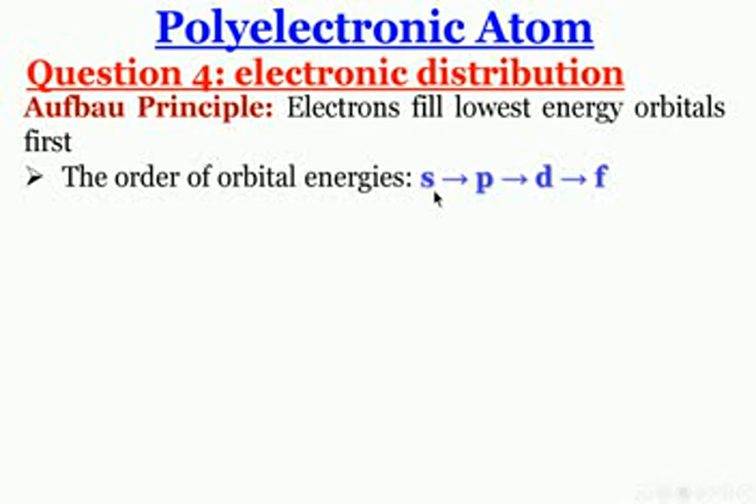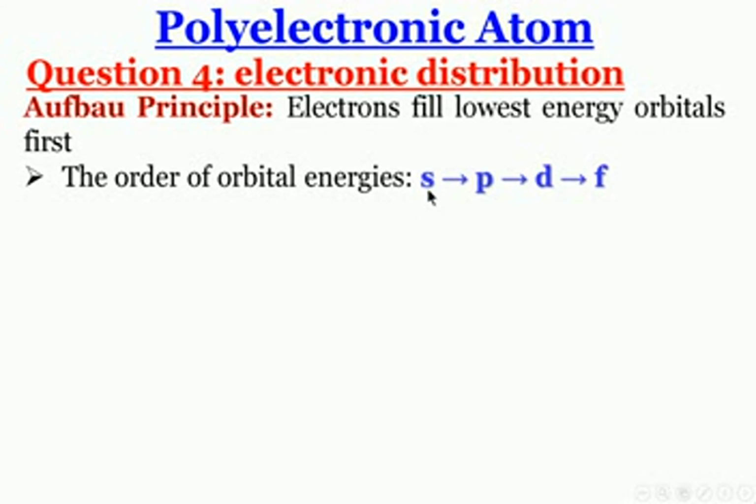In level 1, we don't have orbital p, so we pass to level 2 where we have orbital p. What are the quantum numbers? n equal 2, l equal 1, ml equal -1, 0, +1. We put the value psi n l ml in the expression of the Schrödinger equation, and we calculate the energy of the orbital p. By the same way, we calculate the energy of the orbital d and the energy of the orbital f.